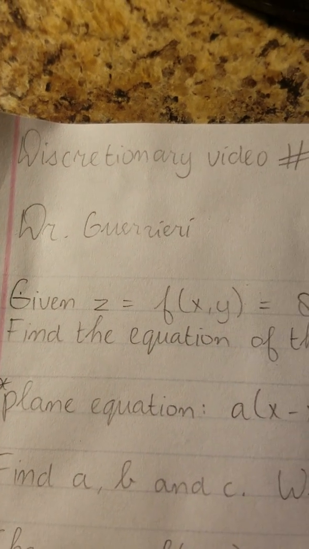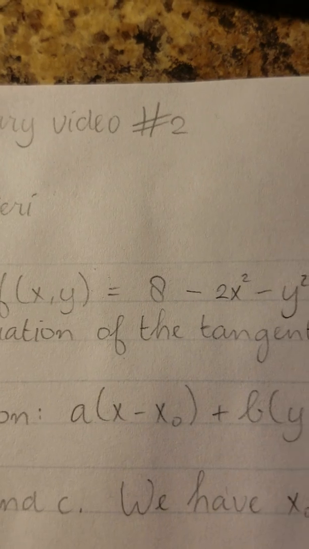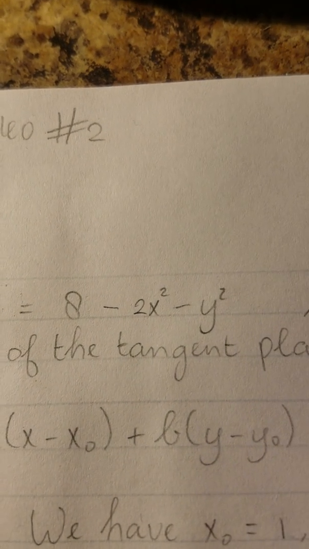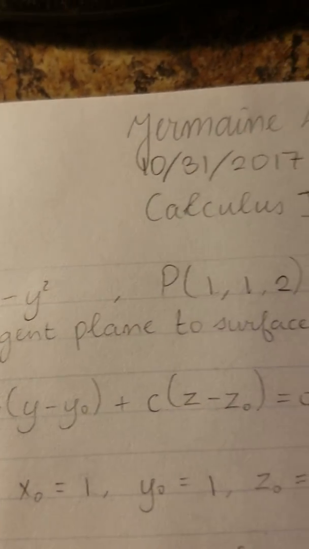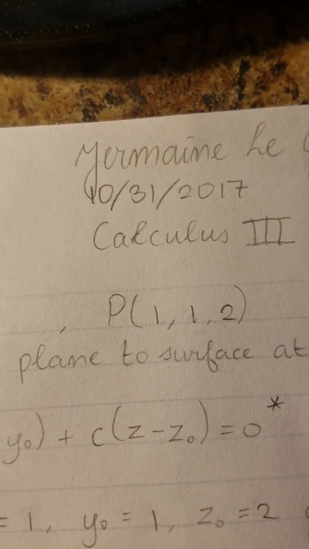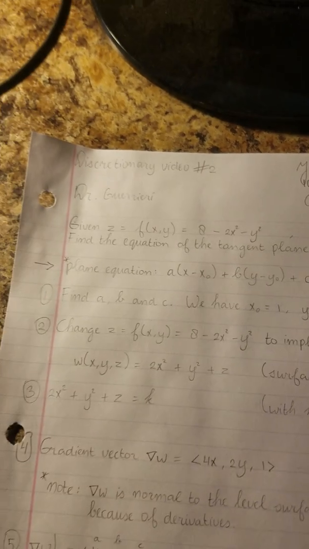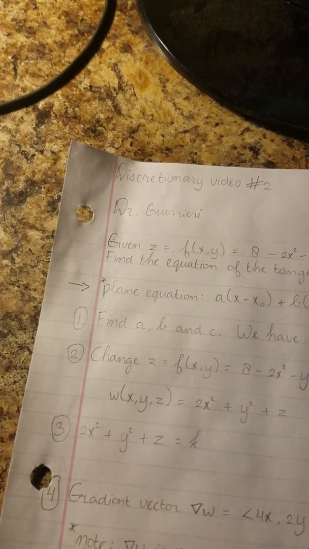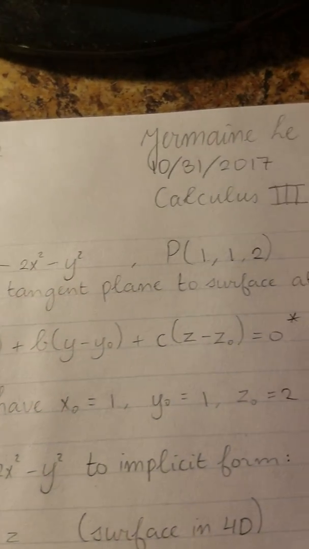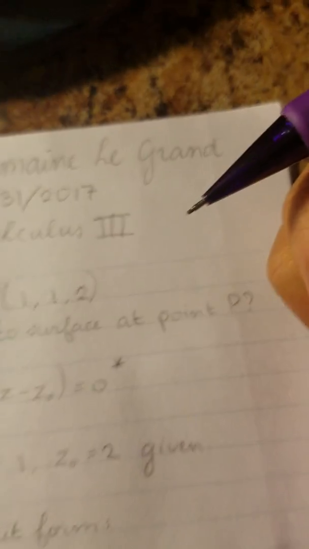Given z is f of x and y, which is 8 minus 2x squared minus y squared, at the point P with x is 1, y is 1, and z is 2. Find the equation of the tangent plane to the surface at point P.